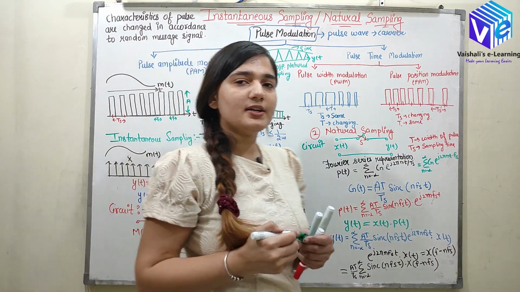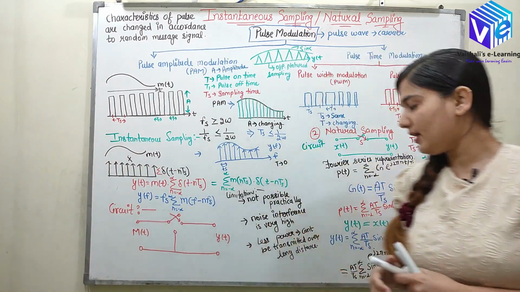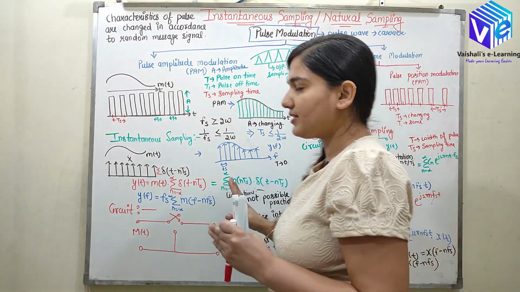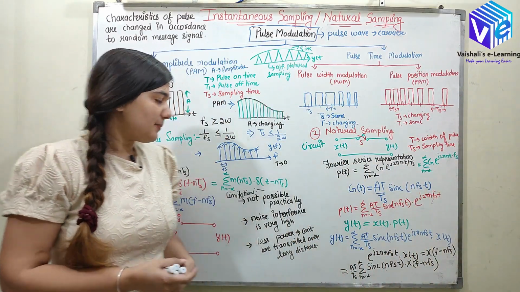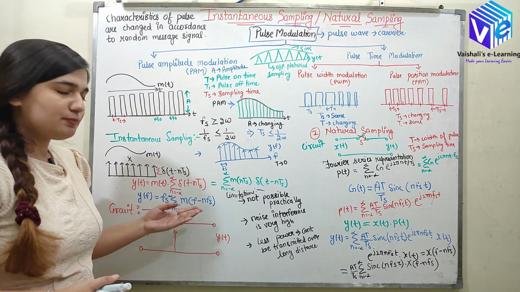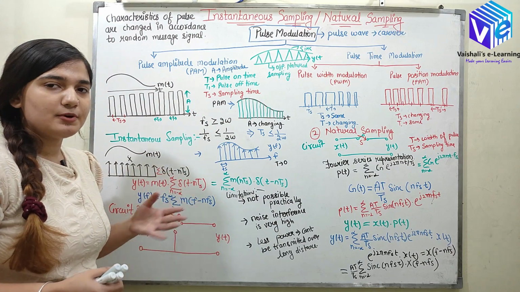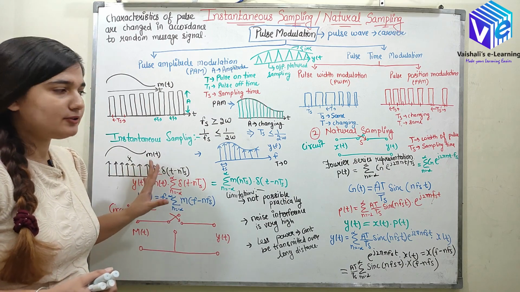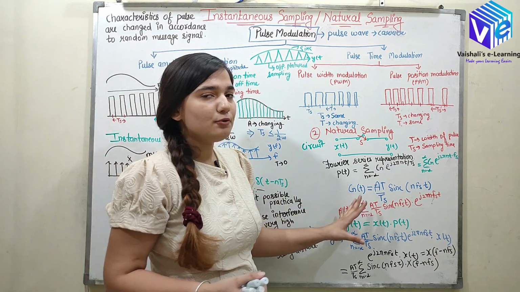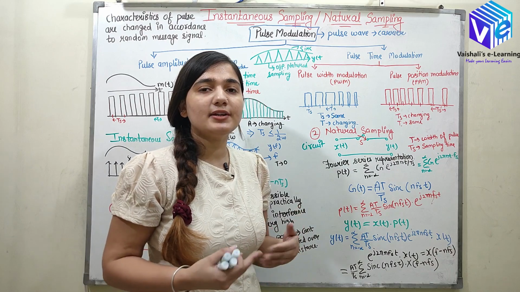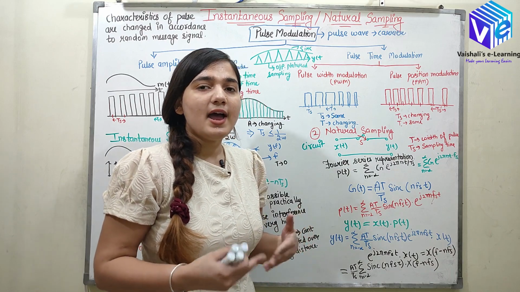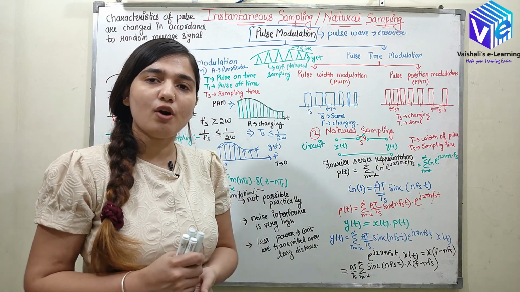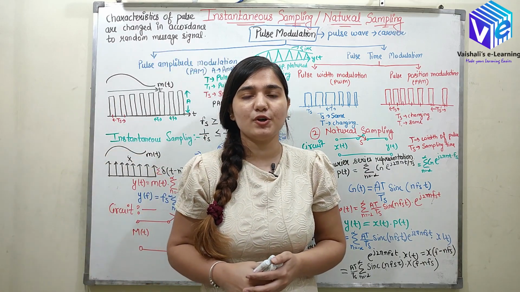I hope you understood what natural sampling is, how mathematically we can derive the output in natural sampling, and what instantaneous sampling is. Mathematically, how I can derive the output, I have talked about this in my previous video also, so I hope now you are very clear about this. If you still have any doubt in the mathematical part, you can rewind the video and check it again. If you still encounter any doubt, you can put the doubt in the comment and I'll try to resolve it as soon as possible.